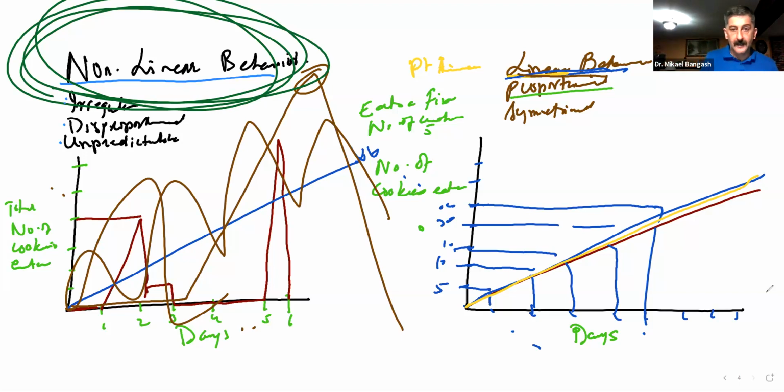You could even say, because it's a fixed number of cookies per day, 5, and I just draft a graph of cookies eaten on a daily basis. It's 5 cookies every day. Even this would still be a linear behavior.